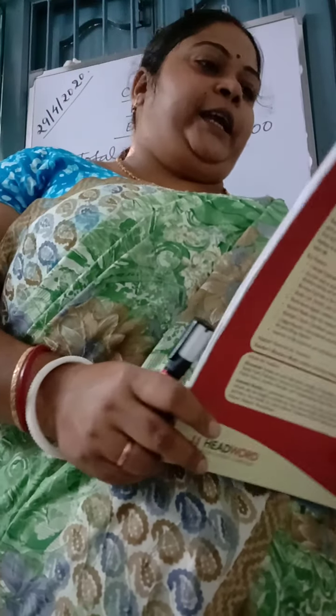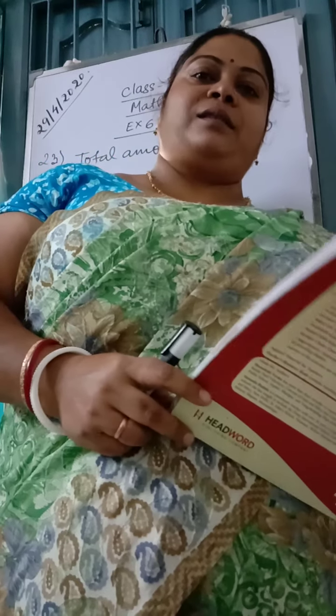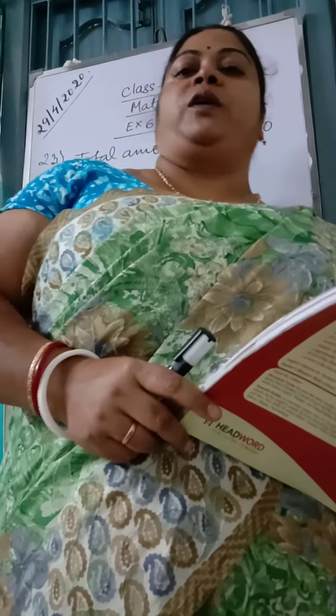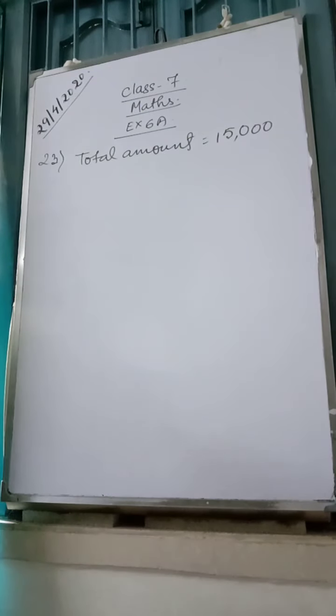Last day we completed up to question 22 and I told you to do question number 23 as homework. But some of the children asked their doubts about 23, so I am solving question number 23 from exercise 6A. It says rupees 15,000 is divided between Meera and Seena in such a way that Seena gets 1/3 of what Meera gets. Find the ratio between the shares of Meera and Seena and the shares of Meera and Seena respectively.